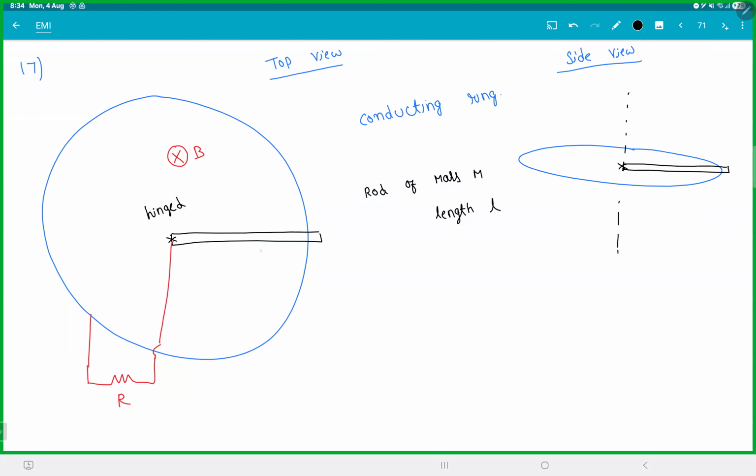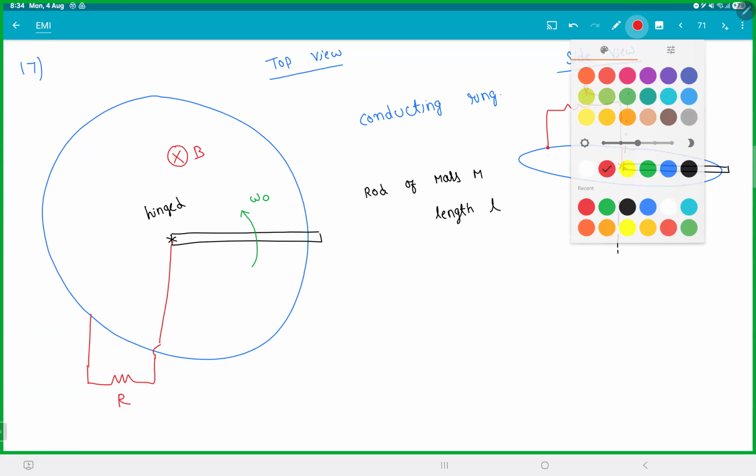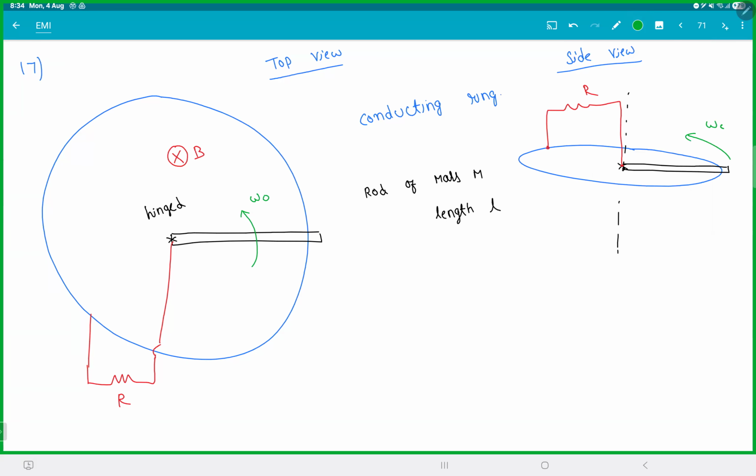Now someone kicked this rod with omega naught. So here the resistor is like this. Someone pushed this rod with an angular velocity omega naught in presence of a magnetic field. So there is a magnetic field in the region which is into the plane. Hope the picture is clear, everyone. So this rod actually slides horizontally on it. It's like your fan. Your fan's blades are there. Think of that one blade as a rod and that is sliding on this ring.